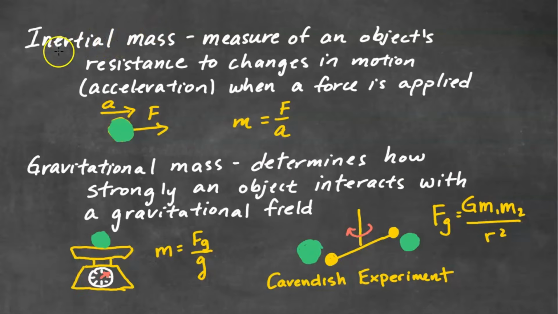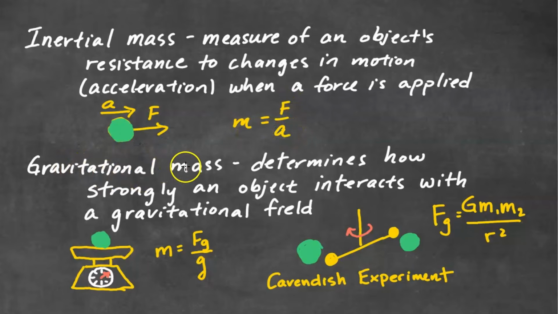Now we're going to compare inertial mass and gravitational mass. Inertial mass measures the object's resistance to changes in motion when a force is applied. So if we exert a force on this green mass and measure its acceleration, we can calculate the inertial mass by taking the force divided by the acceleration.